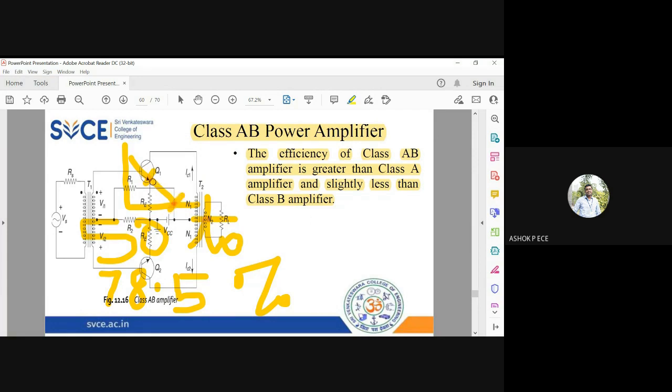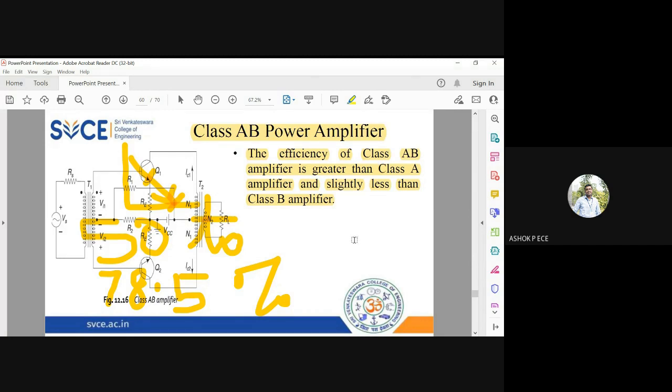So if you move the Q point towards saturation, the efficiency will increase. If you move the Q point towards the middle of the load line, your efficiency will decrease. So depending on what direction you move your Q point, accordingly you will have an efficiency of 50 percentage or 78.5 percentage in your class AB power amplifier.